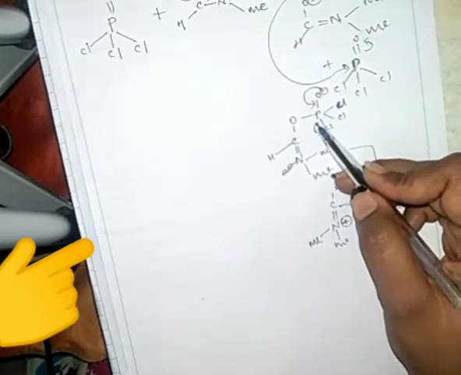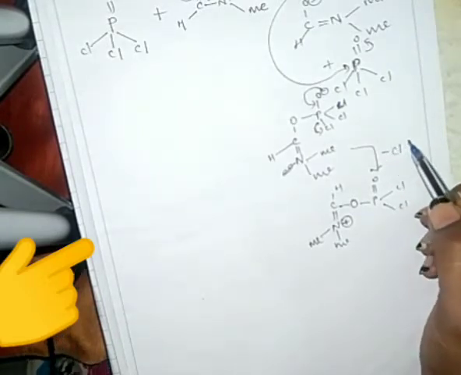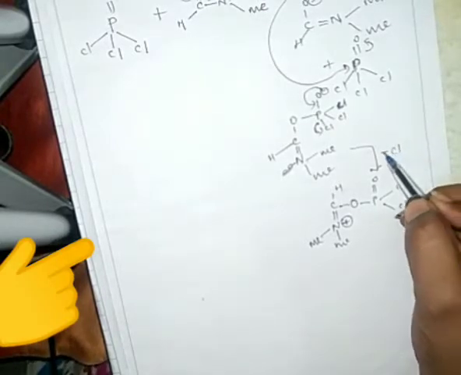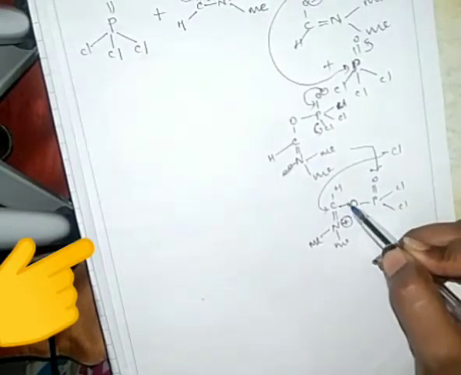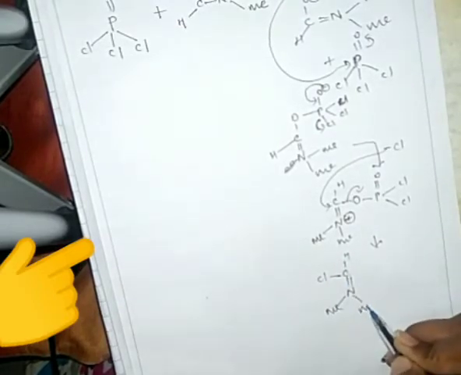Next, the chloride which is removed from there as a negative ion, with negative charge, attacks on that carbon and this bond is broken. We get CHCl and Me, and this is positive, and next PO2Cl2 negative.